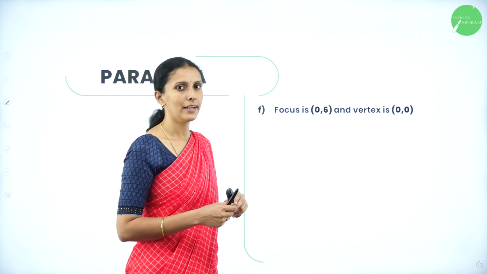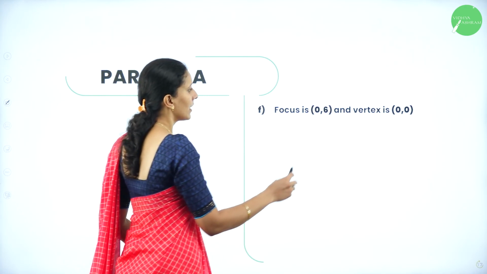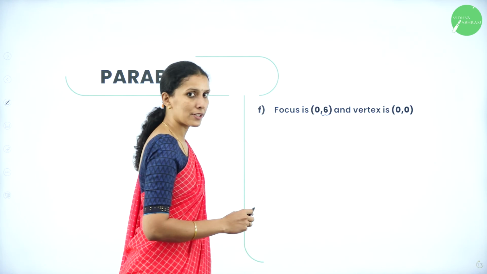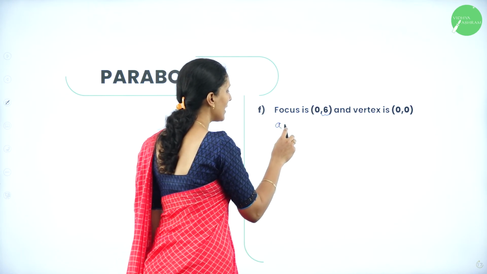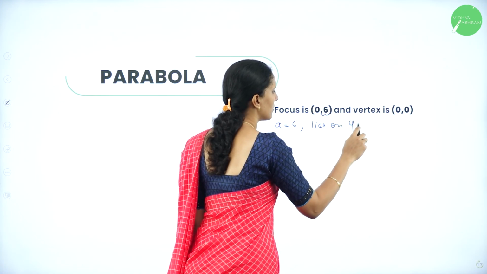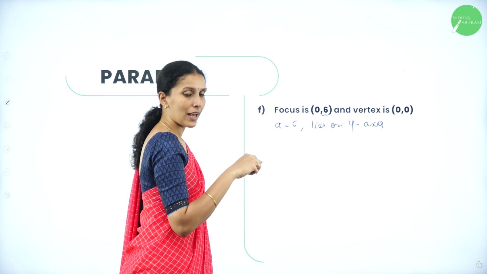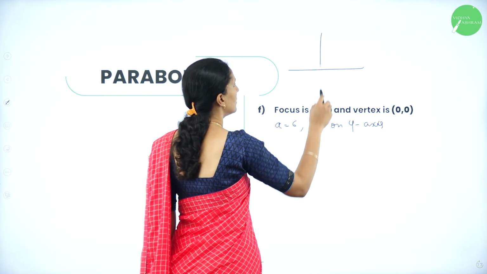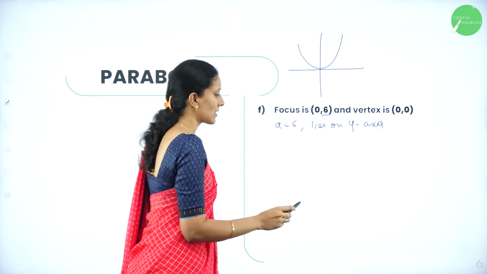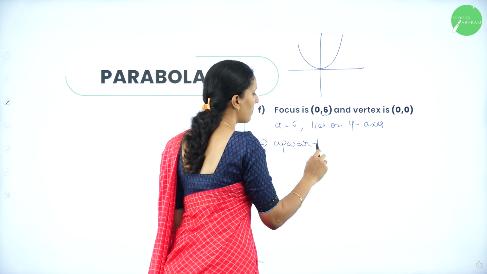Vertex is at the origin. Focus means 0, 6. Here the y coordinate is given and it is positive. So that means a is equal to 6 lies on the y-axis. And it is positive. So therefore it lies on the upward side of the y-axis. So this implies the given parabola is an upward parabola.